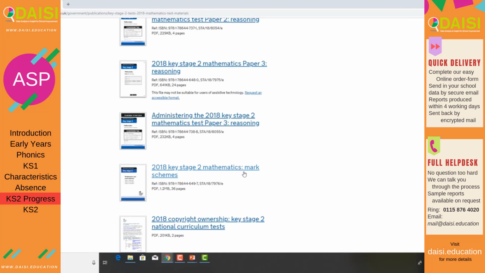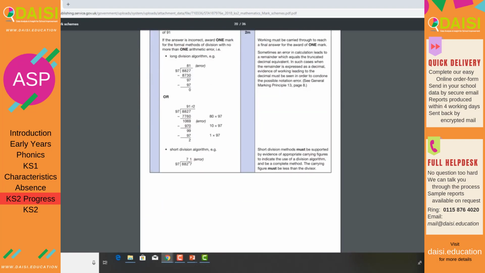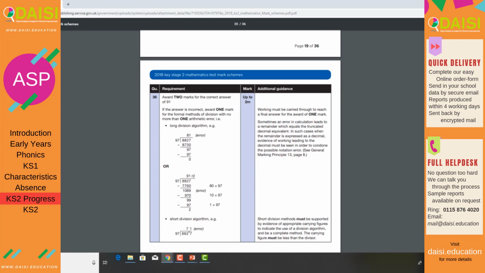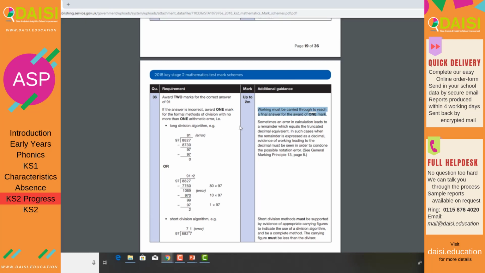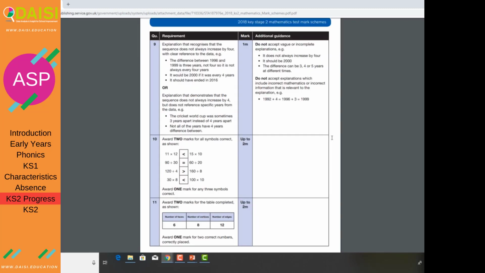Here is the maths mark scheme. So if I go down there and scroll to some of the multiple marks questions. So here we have 2 marks. Working must be carried through to reach a final answer for the award of 1 mark. So it needn't be completely correct, but you could get 1 mark for getting so far. So if the answer is incorrect, award 1 mark where there are formal methods of division, even if there is an arithmetic error. Further on, award 2 marks for all symbols correct, award 1 mark for 3 symbols correct, award 1 mark for 2 correct numbers instead of 3.